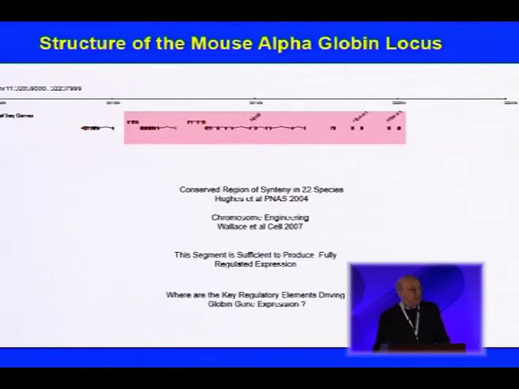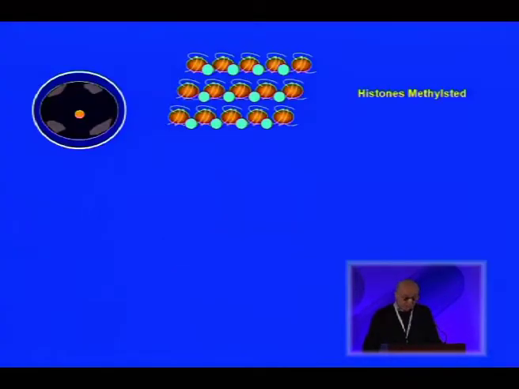So the next question I'd like to try and address is, if that's the unit that you need to get fully regulated expression, where are the key regulatory elements within that that drive globin gene expression.